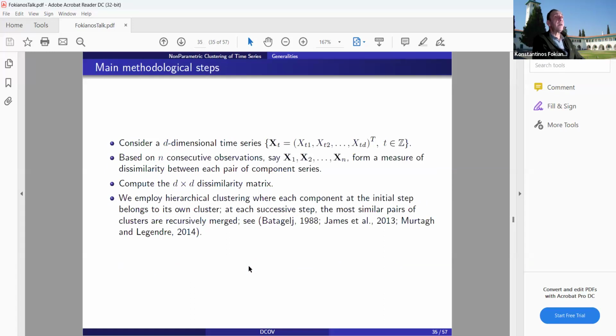So suppose we have a d-dimensional time series. We have n consecutive observations. We want to compute the dissimilarity metrics. And then we will employ hierarchical clustering. And this is well known and people have used it in applications.